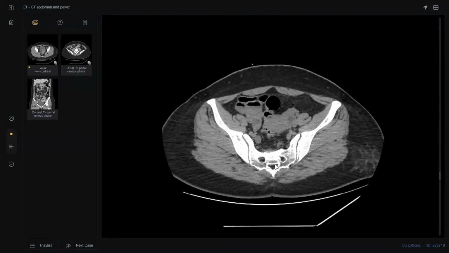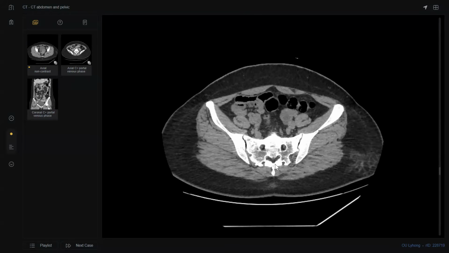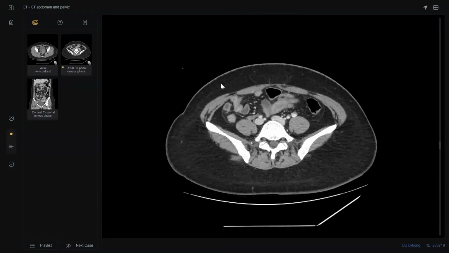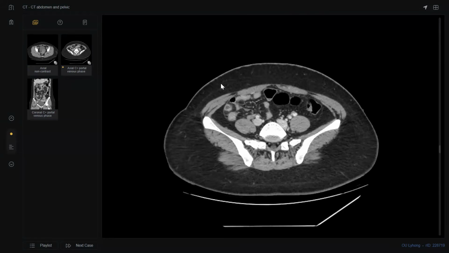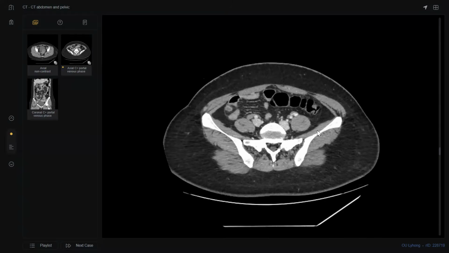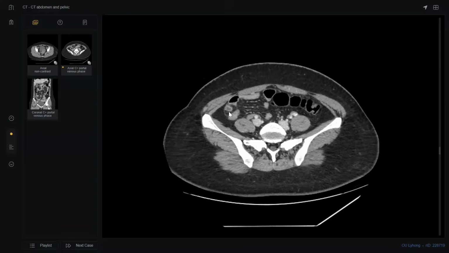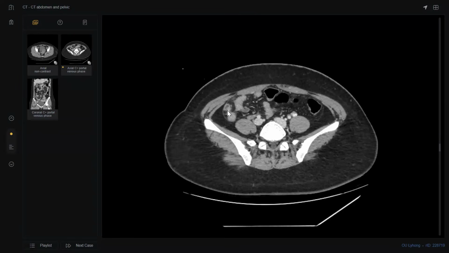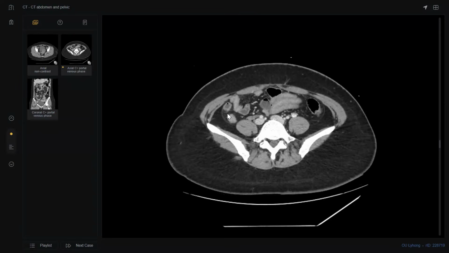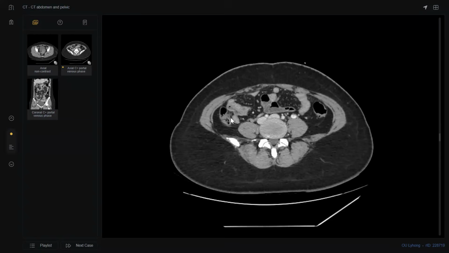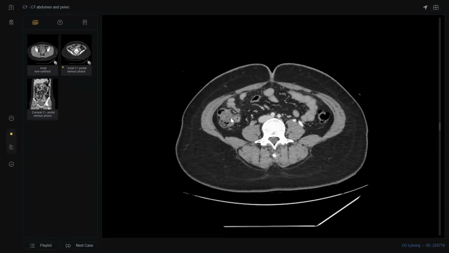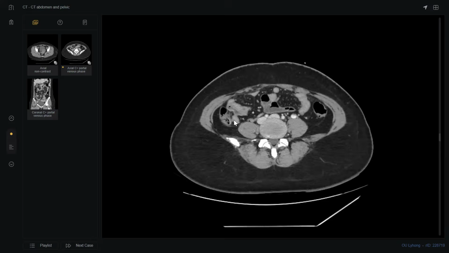You want the post contrast? Yes, sir. This is the post contrast. So in the post-contrast images, there is an abnormality in the right iliac fossa, which shows an internal hyperdensity as well. I'm trying to see if it is communicating with the bowel loops. So yes, it is.